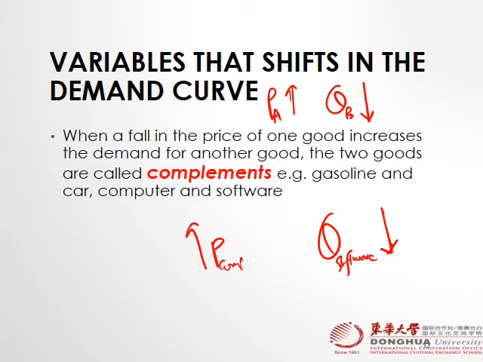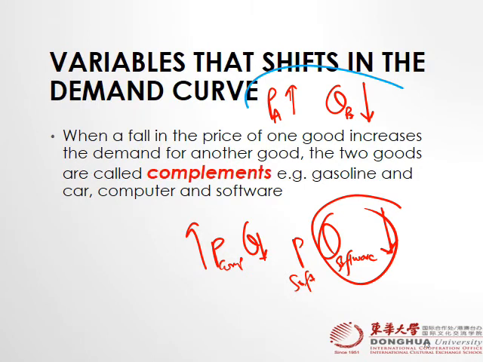So what does the law of demand say? If the price of computer increases, the quantity demanded for computer decreases, and if the price of the software is still the same, it causes the demand for the software to decrease. The reason is that they are complements.